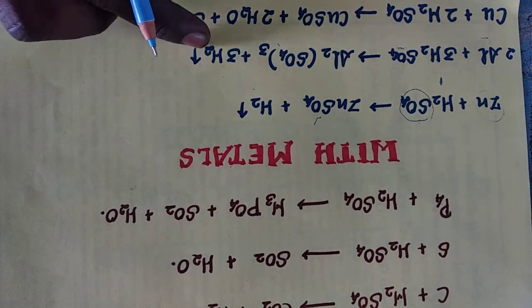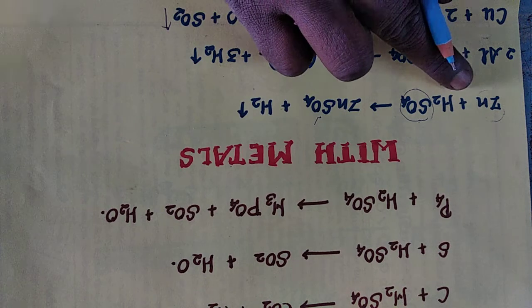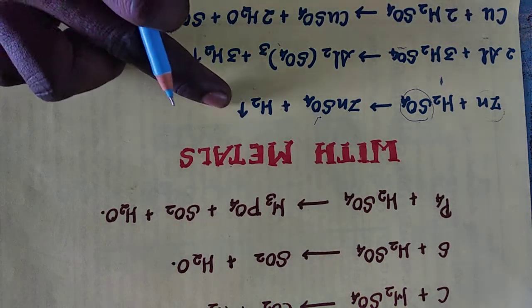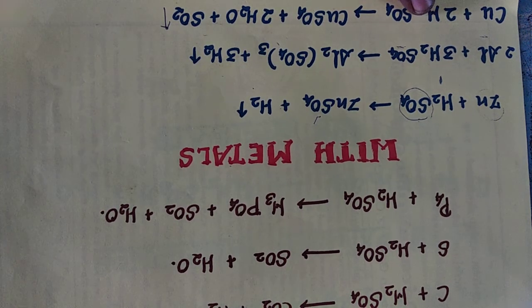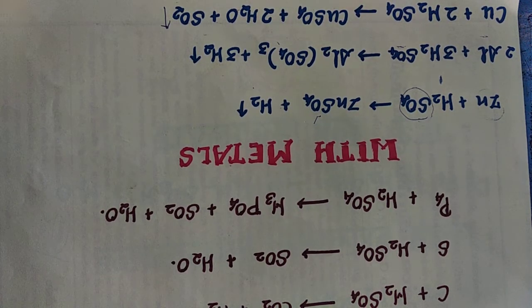In the first two examples, that is the reaction with zinc and the reaction with aluminium, hydrogen gas is liberated, but only with the metal copper, when copper is allowed to react with H2SO4, what gas is liberated? Sulfur dioxide gas is liberated. So the third chemical property, that is the reaction of sulfuric acid with metals, is completed. Let us see the next chemical property.